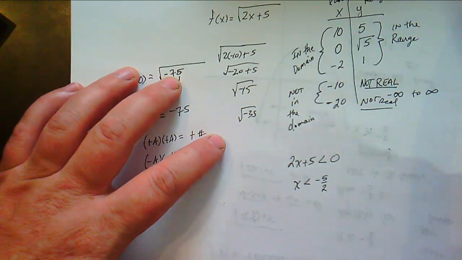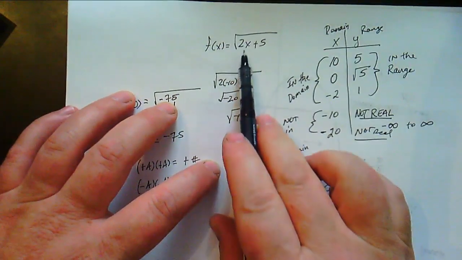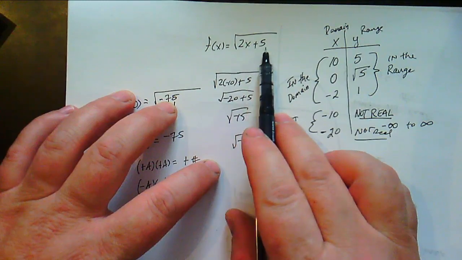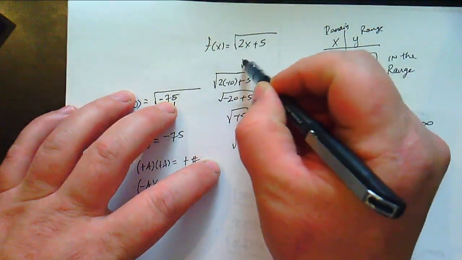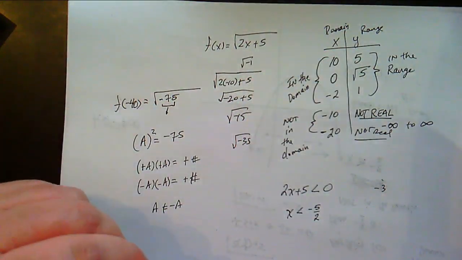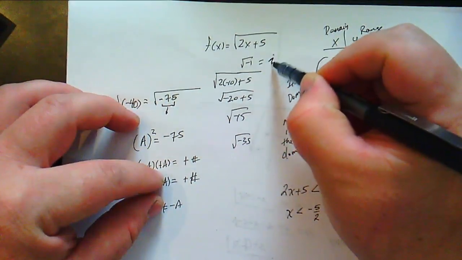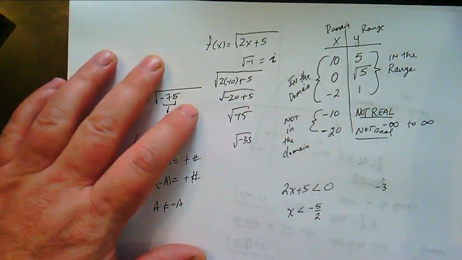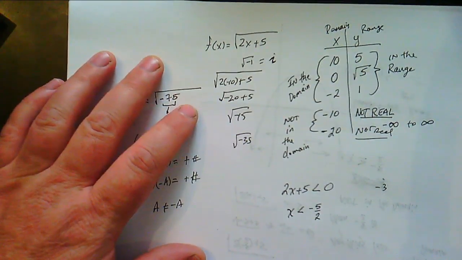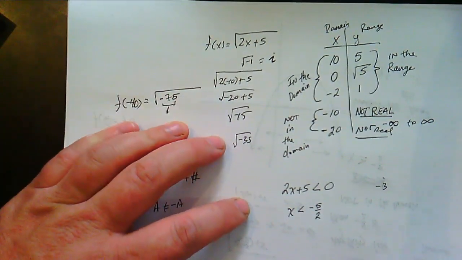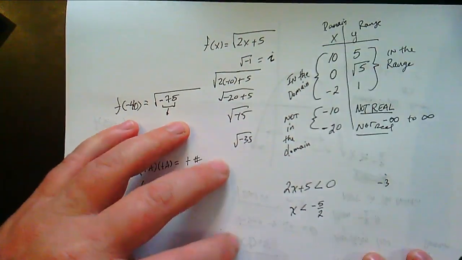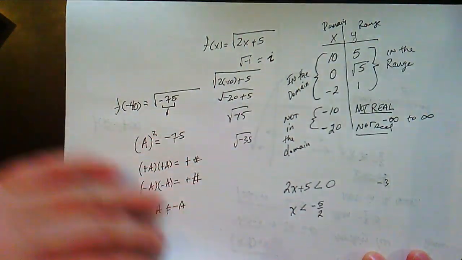So that's -2.5. If you did -3, it wouldn't work. For example, that would give you -6 plus 5, which is -1, and the square root of -1 is not a real number. It's a number you just don't know about yet. Maybe next week, or maybe even tomorrow, we can get into that a little bit.